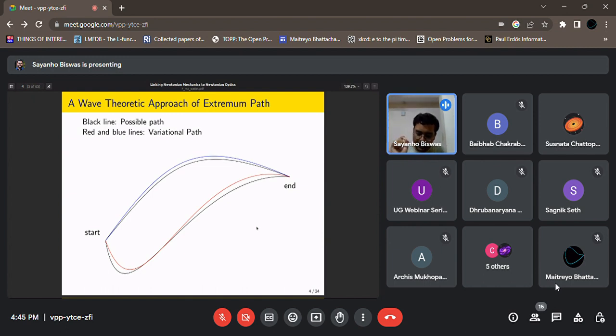If the path length does not change, and remember, this we are considering to be a wave, so if the path length does not change, then the phase at the end does not change, right?